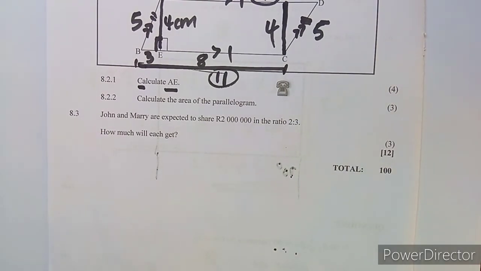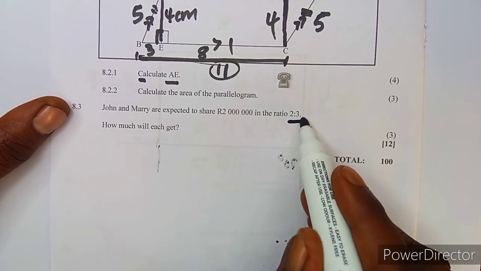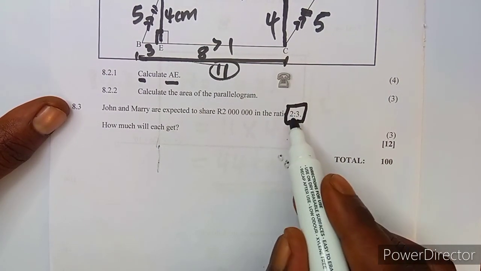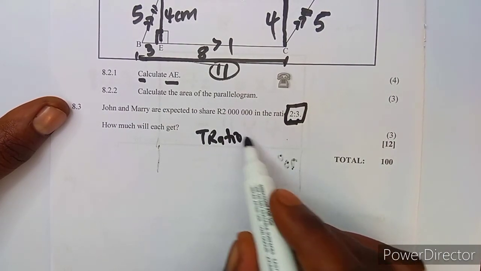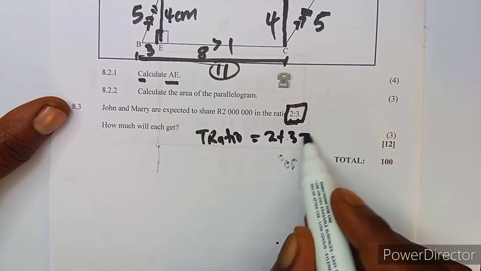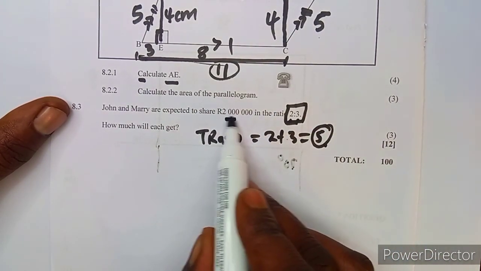John and Mary are expected to share 2 million rand in the ratio of 2:3. How much will each get? Okay, when you are given a ratio like that, it means you find the total ratio, which is 2 plus 3, equal to 5. So this total ratio of 5 is the one that is equal to 2 million.